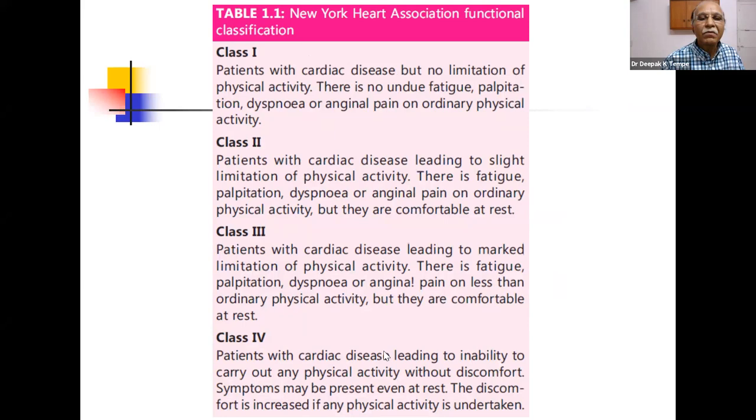So class 4 is the highest risk, and classes 3 and 4 are higher risk patients. Classes 1 and 2 are mild to moderate risk. That kind of classification can be applied for clinical usage.